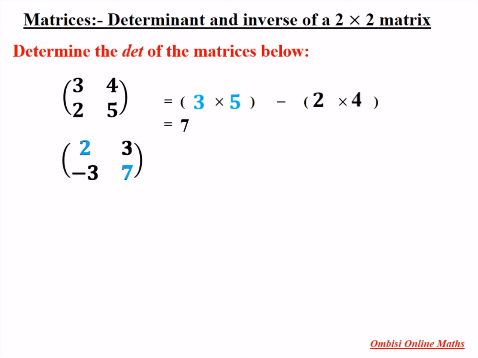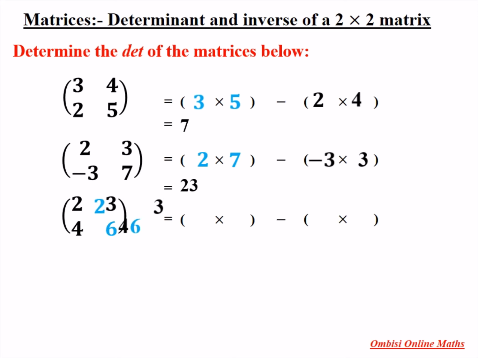Another example, 2, 3, negative 3, 7. How do you find the determinant of this one? That is 2 multiplied by 7, from which you subtract negative 3 multiplied by 3, and this gives us 23. Let's look at another example, 2, 3, 4, 6. The determinant of this is 2 multiplied by 6, from which you subtract 4 multiplied by 3, and this gives us a determinant of 0.